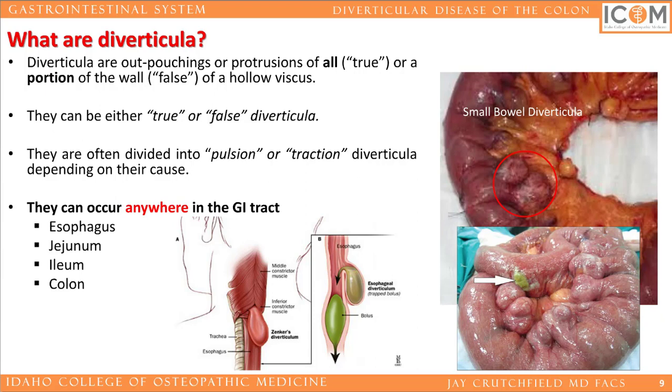The photos here show an esophageal diverticulum, a Zenker's diverticulum. This is a false diverticulum, since it only contains mucosa and not all of the layers of the esophagus. Jejunal diverticuli and other small bowel diverticuli can be either false or true. If the diverticulum is of congenital origin, it most likely is a true diverticulum containing all the layers of the wall of the intestine. False diverticuli do not contain all the layers of the intestinal wall.